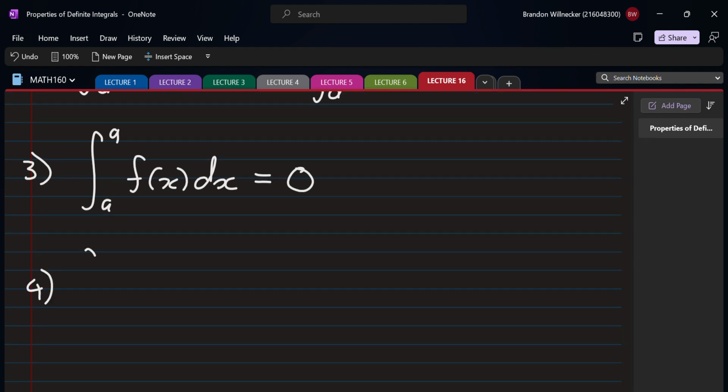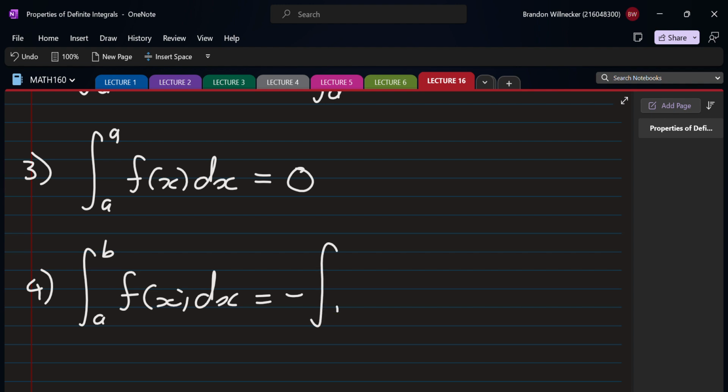Okay, number four, the integral from A to B, f of x dx is equal to minus the integral from B to A, f of x dx. Okay, so here, if we're going from A to B in the positive direction, if you want to think about it like that, we get this answer on the left-hand side. If we swap the bounds and we now go in the opposite direction, we pick up a minus sign. So going from A to B, that's plus. Going from B to A, that's minus.